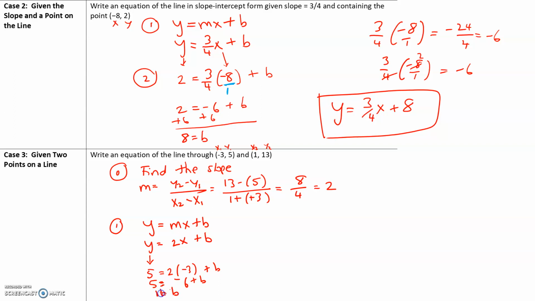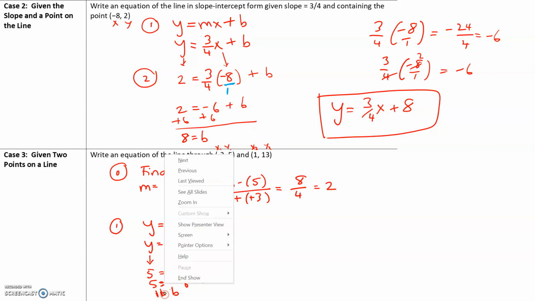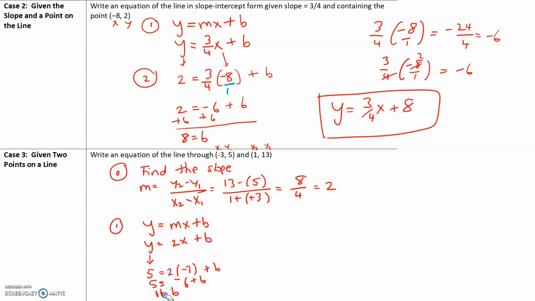Sorry about the small writing. Okay, so here I get b equals 11. Now that I know b equals 11, I can put it all together and say y is equal to my slope, which is 2x, plus my b, which is 11. And this time I'm going to check the answer just to make sure I did it correctly. So to check the answer, I can take any point. Since I used the first point, let me use the second point to check.